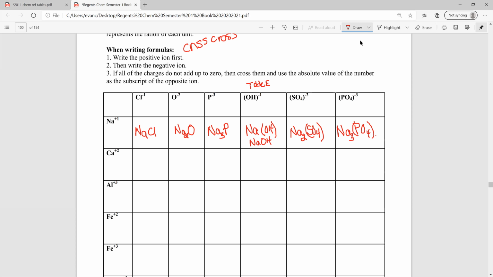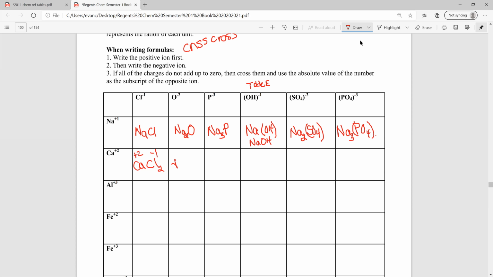All right, so now I have calcium, and I have chlorine, and I have a positive 2 and a minus 1. So the 2 becomes the subscript of the chlorine, and then the 1 is the subscript for the calcium. So now I have a negative 2 and a positive 2, and my formula is balanced. The sum of the charges is equal to 0.